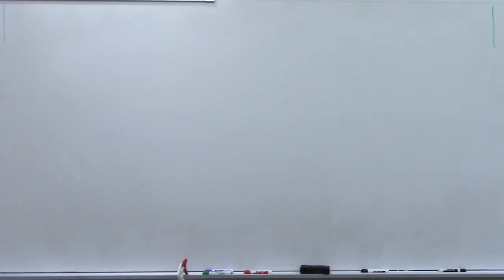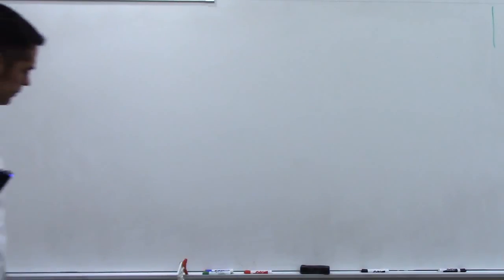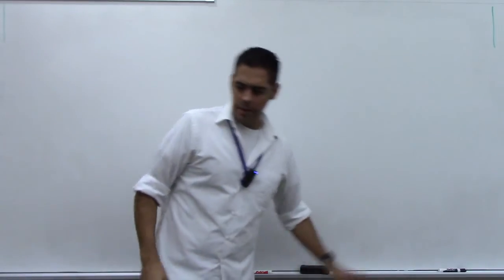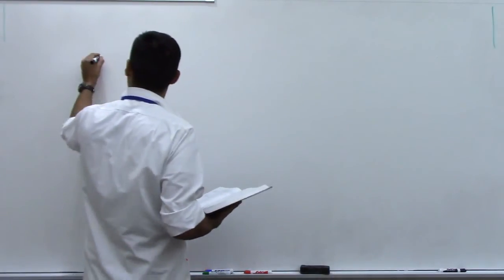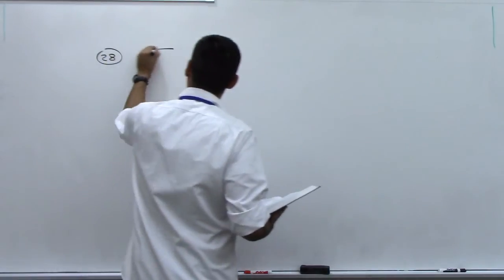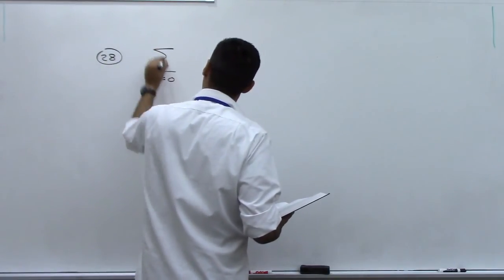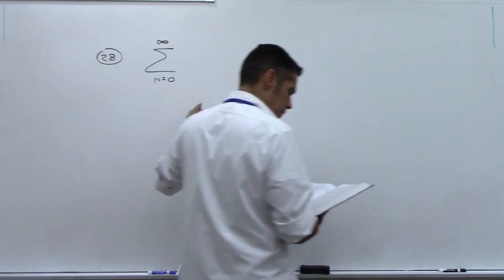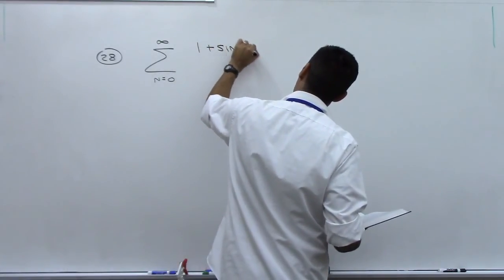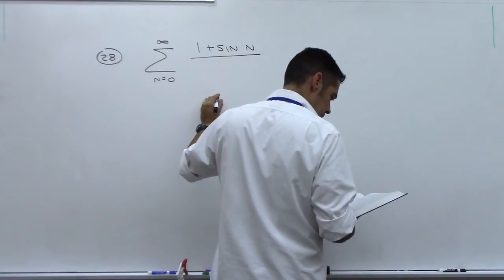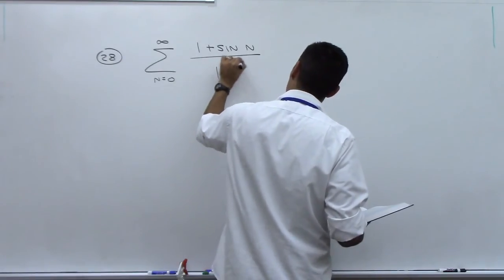All right, I'm getting close here to the end of this assignment. Wow. All right, 28, sum n equals 0 to infinity of 1 plus sine n over 10 to the n.